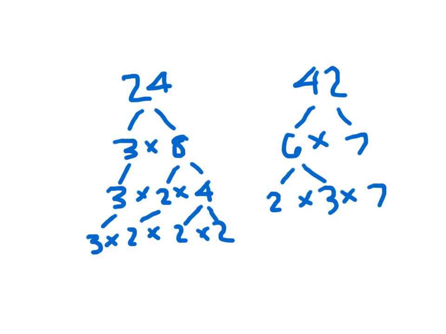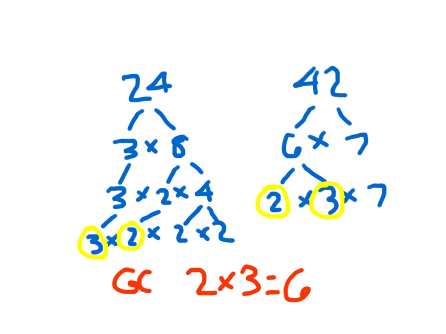Again, there's always more than one way. So we have 24 and 42. Remember, those common ones are 2 times 3. And in this case, when we're using that factor tree, we just go ahead and multiply 2 times 3, equaling 6, for our greatest common factor. And that's how you figure out this greatest common factor.